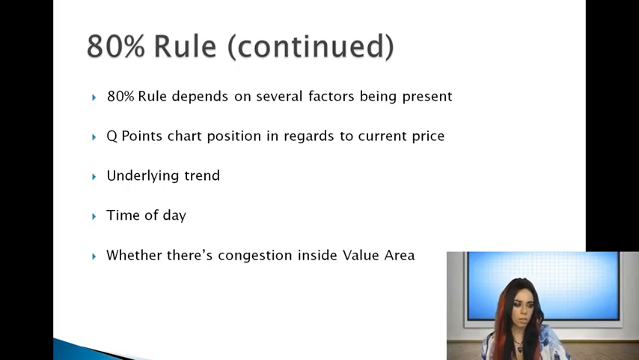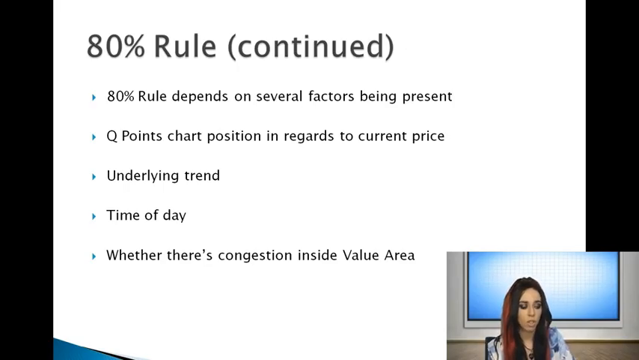I mentioned that there are certain factors that need to be present in order for this 80% rule to actually be 80%. It really depends on where the price is in relation to chart positioning. It also depends on the prevailing trend. Time of day is also a component. The instrument that you're trading is a component. And finally, whether there's congestion inside the actual value area. You might get congestion in it, and then it's going to put a stop to price going through it in a timely manner, if it goes through it at all.